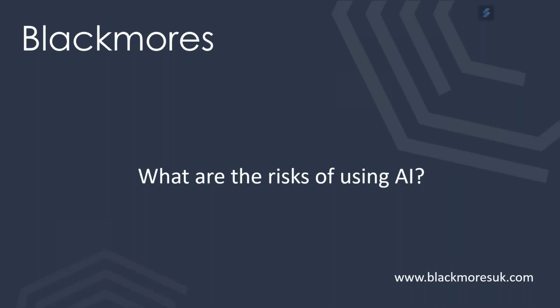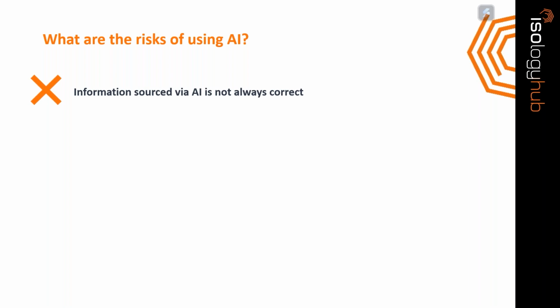So what are the risks of using AI? So we know what the opportunities are. We can go into ChatGPT, Google Bard, which is now Gemini, and get access to all sorts of information. But with that, we do have some risks as well. So I'd just like to highlight a few of the risks that we need to be aware of when using AI. And the first one is that, we have to go into this with our eyes wide open. Information sourced via AI is not always correct. It collates information published online, which may not always be correct or accurate.